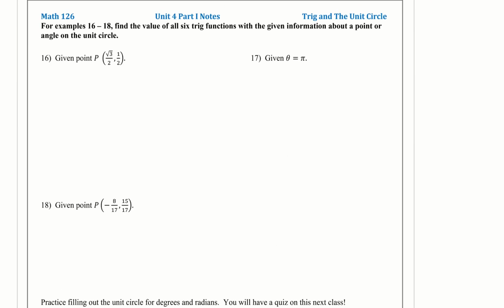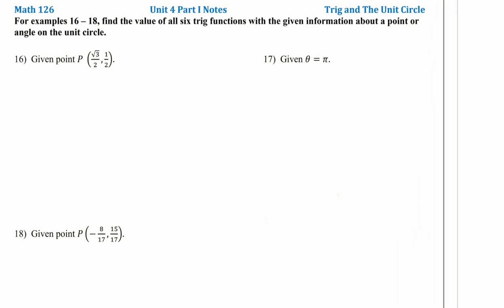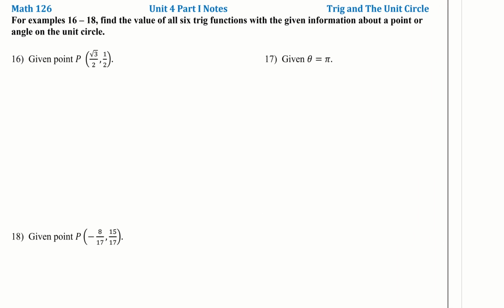Okay, let's take a look at this again. Find the value of all 6 trig functions with the given information about a point or an angle on the unit circle. So here's what we're told. We are going to be told where a point is. We want to find the sine, cosine, tangent, and the reciprocals of this angle. That's at point P.